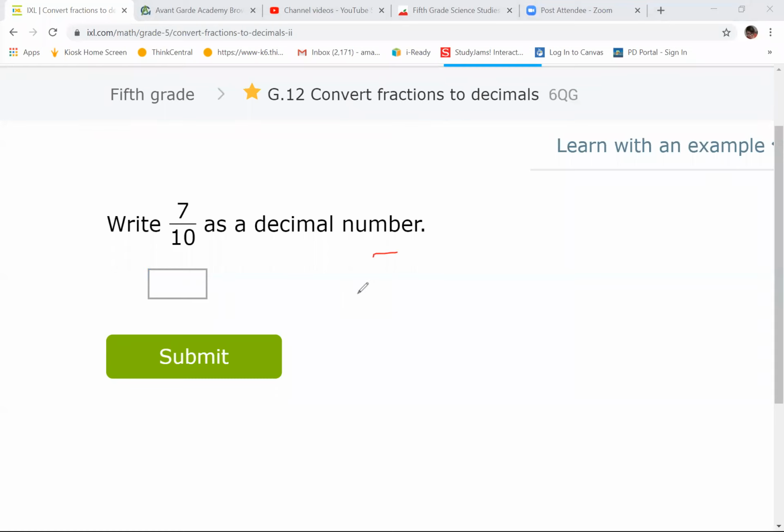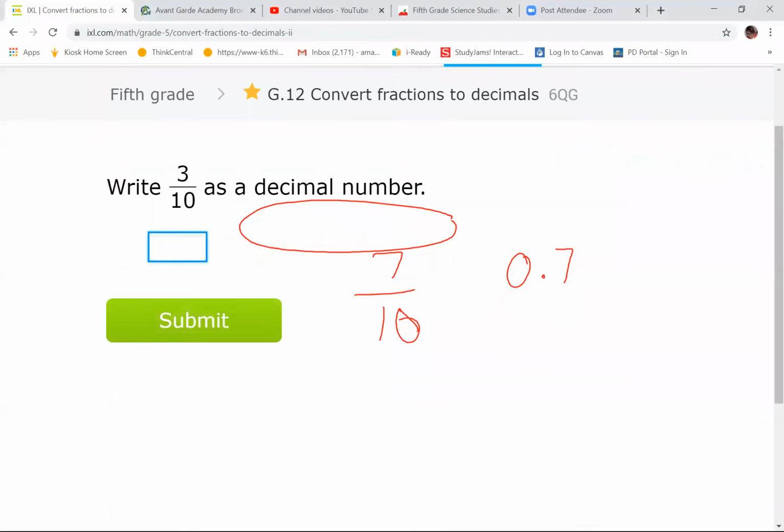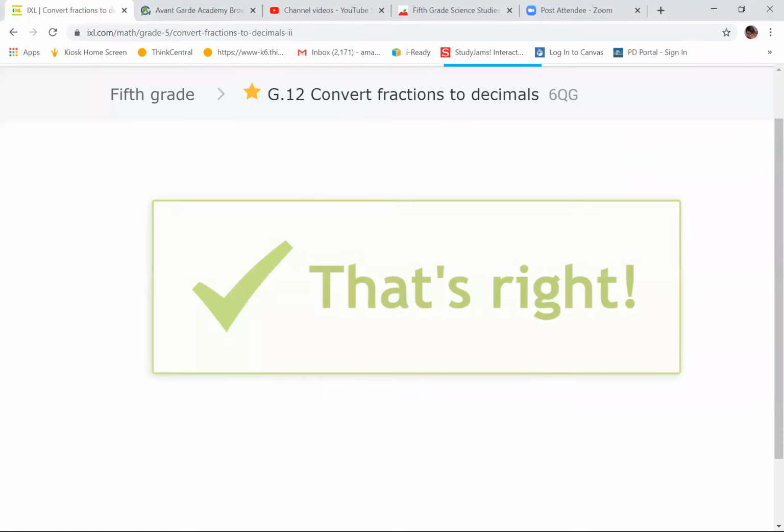We've got 7/10, and we need to write it as a decimal. I almost just wrote it as a fraction or as a percent because I wasn't paying attention. Whew. Write it as a decimal. Well, here's how I write 7/10. We know that, don't we? That's chapters ago. 0.7. Awesome. All right, what about 3/10 as a decimal number?